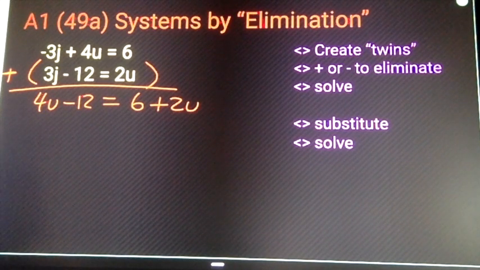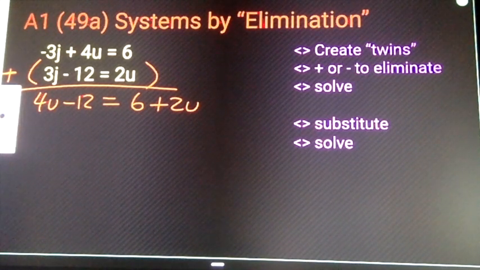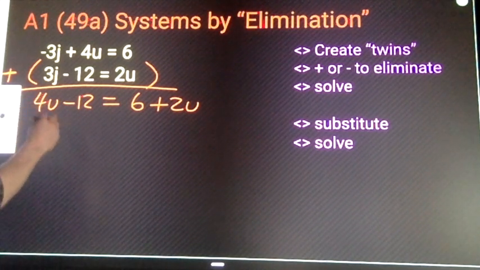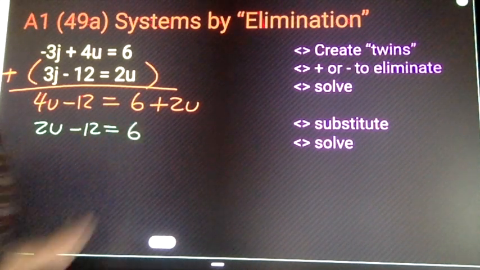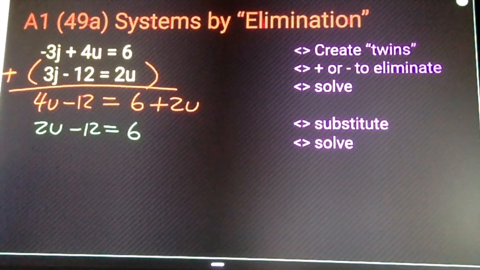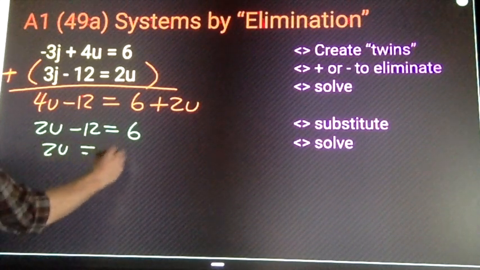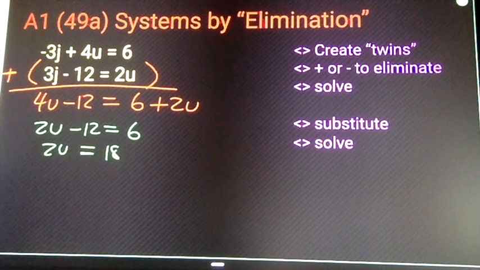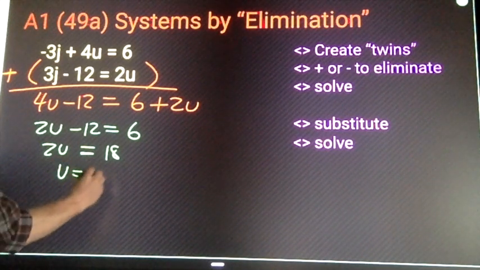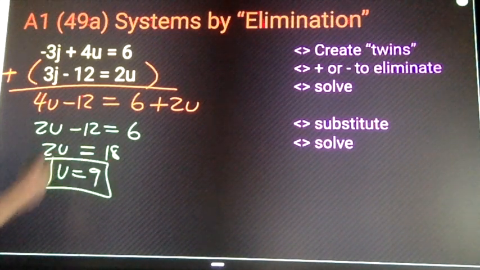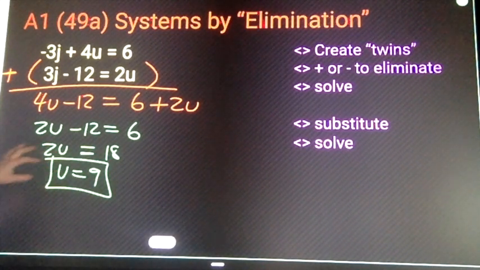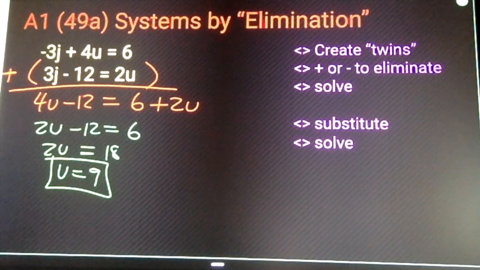Okay? And then you're going to have to deal with this like you would deal with skill number 34, solving equations with variables on both sides. Right? Subtract 2u from both sides. We'll have 2u minus 12 equals 6. Add 12 to both sides. We'll have 2u equals 18. Divide both sides by 2. We'll have u equals 9. It's half my answer. Take this, put it back into either one of the two.